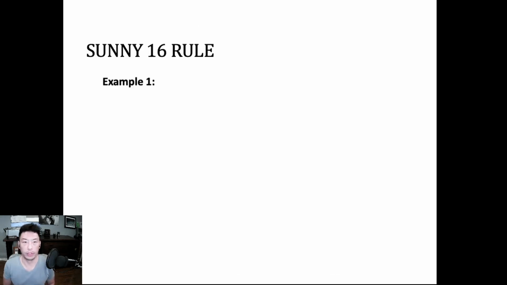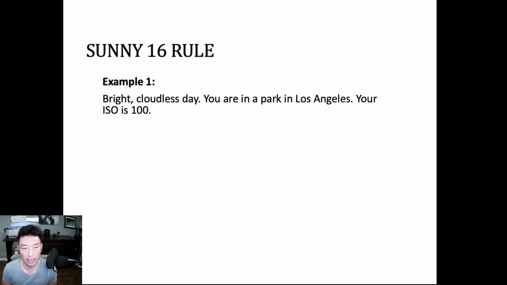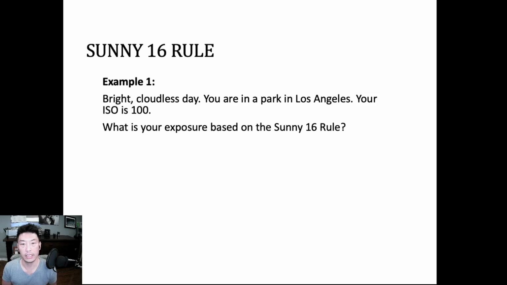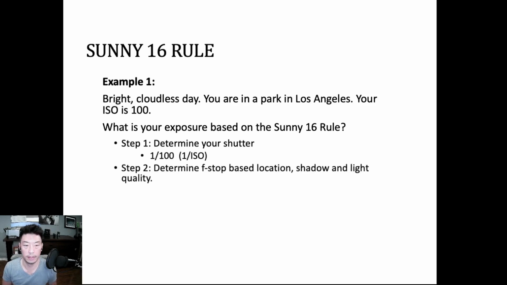So let's do an example real quick. Example 1. It's a bright, cloudless day. You are in a park in Los Angeles. Your ISO is 100. Let's go back to the steps to determining your basic daylight exposure. Okay, step 1 is, what is your shutter speed? Okay, so if your ISO is 100 and the formula says 1 over the ISO, then your shutter should be 1 over 100. Okay. Step 2, what is your f-stop based upon location, shadow, and light quality?